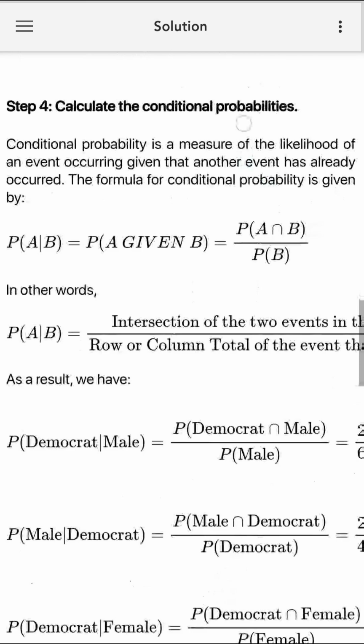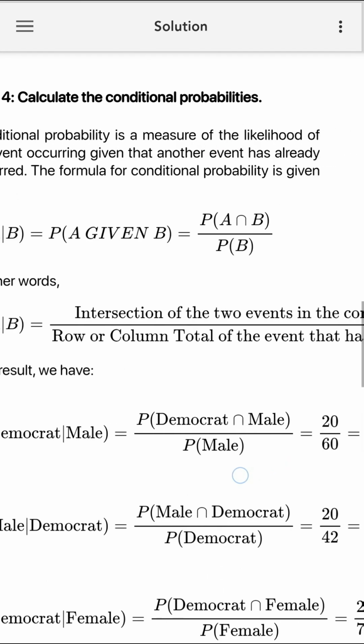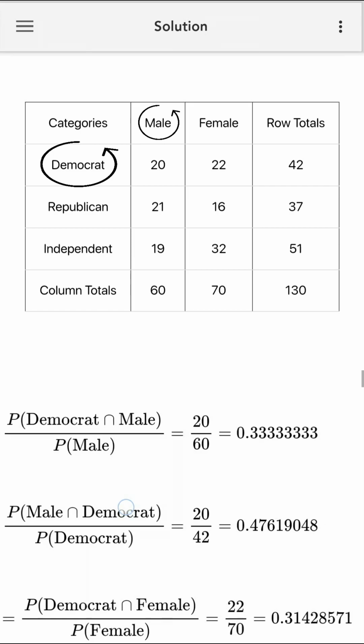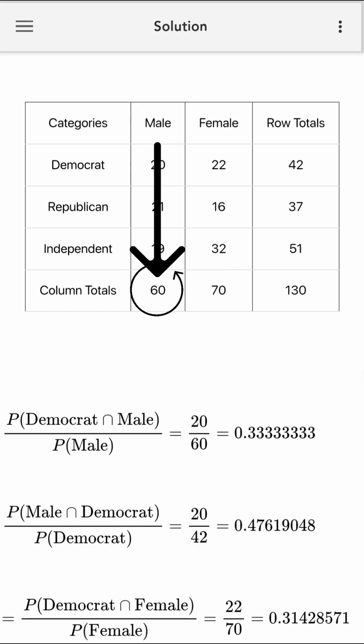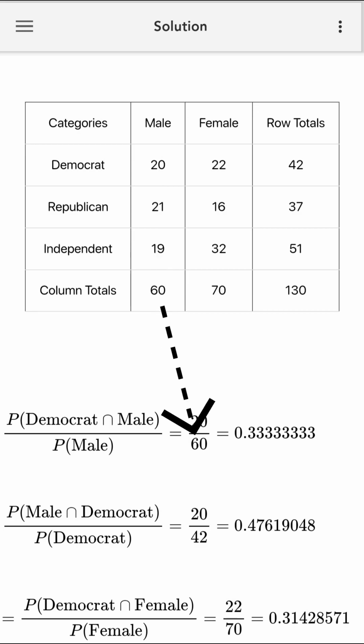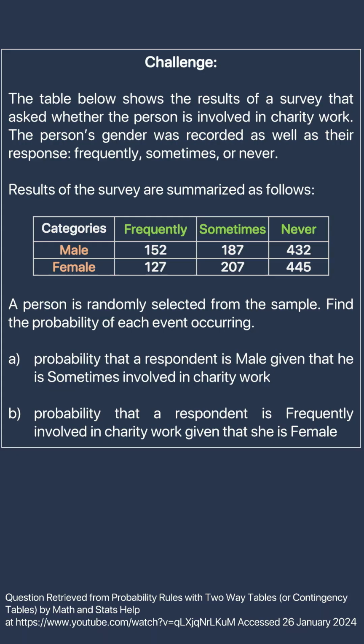To calculate this conditional probability, we divide the intersection of the event of interest and the conditioning event by the row or column total associated with the conditioning event. For example, if the intersection of Democrat and male in the contingency table is 20, we divide this by the column total for male, which is 60. The resulting conditional probability is 0.3333. This process is repeated for the remaining conditional probabilities, maintaining a consistent approach throughout.